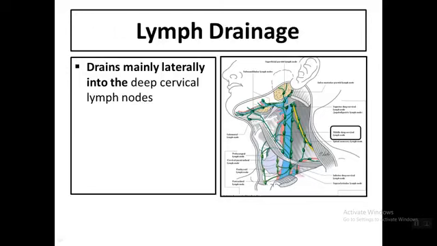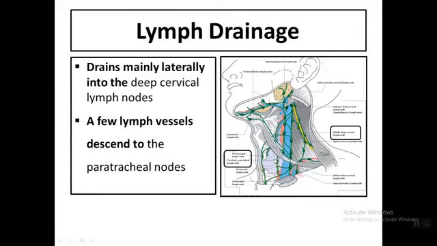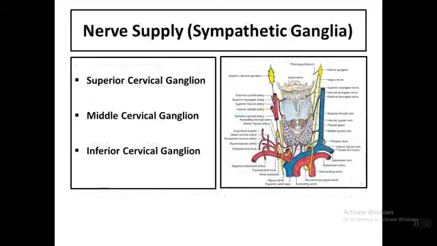The lymphatic drainage of this gland drains mainly laterally into the deep cervical lymph nodes. I have a group of lymph nodes behind the sternocleidomastoid. Lymphatic drainage of the thyroid will drain into the deep cervical lymph nodes and a few lymph nodes that lie nearby to the trachea, called paratracheal nodes. Paratracheal nodes. What is the nerve supply?